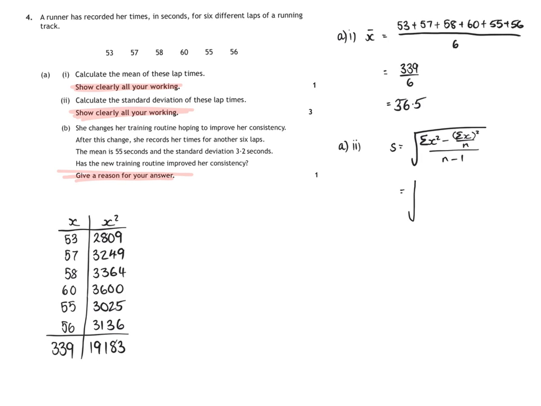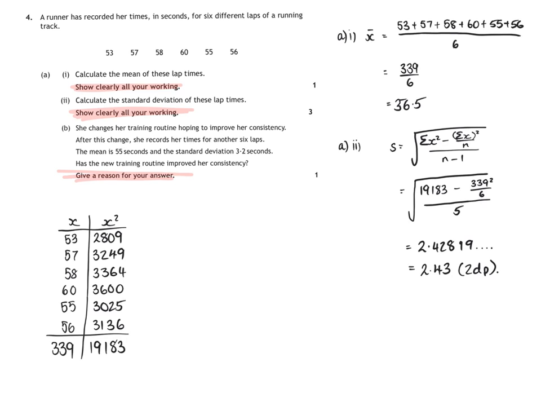Okay, so we've now got those, so we can put these into our equation. So we know that the sum of x squared is 19,183, and then we're subtracting 339 squared over 6, and then our n minus 1 is going to be 5. Okay, so when we put those into our calculators, we get 2.42899, and then it keeps going. Right, so round that, so put it as 2.43 to 2 decimal places.